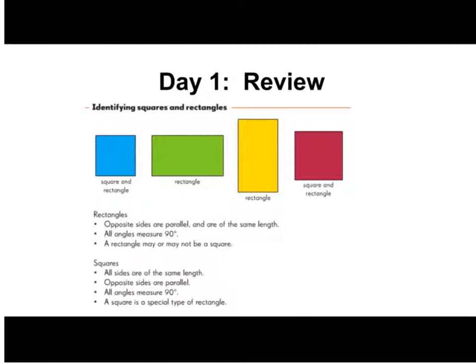So here is the layout of all of the properties of squares and rectangles. Rectangles have four sides. The opposite sides are parallel and of the same length. All angles measure 90 degrees, and it may or may not be a square. A square, on the other hand, is a specific kind of rectangle where all sides are of the same length, the opposite sides are parallel, all angles measure 90 degrees, and again, a square is a special type of rectangle.